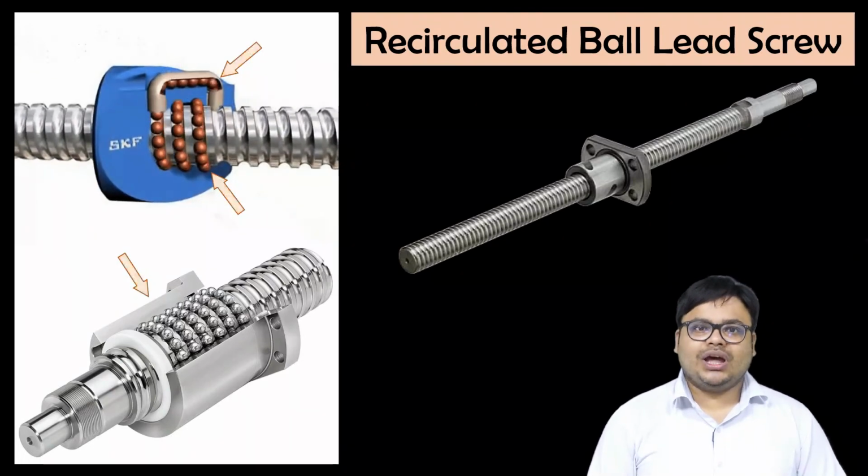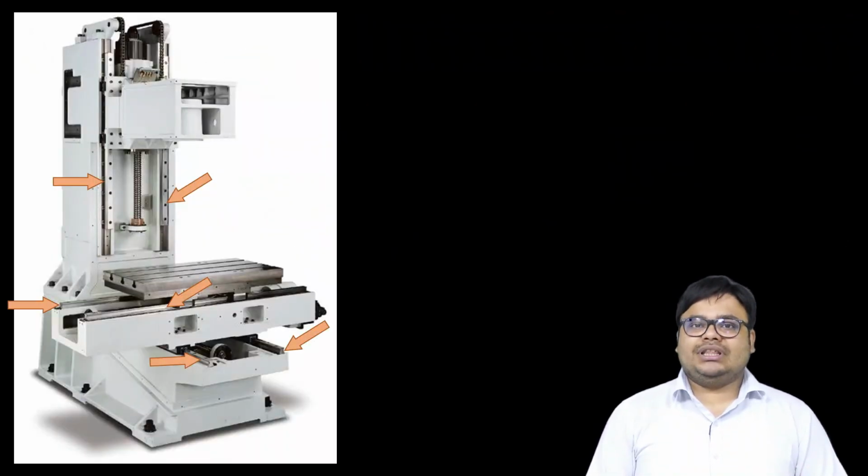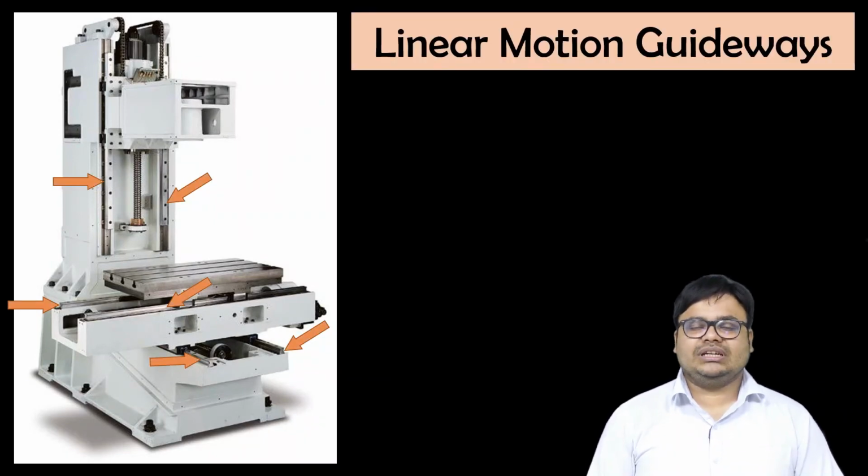Moving on to the next one, after the lead screw, next are the guide ways. The lead screw will move the axis, but to guide the axis linearly so that it moves properly without any disturbances, we have the motion guide ways, known as linear motion guide ways. As you can see, for each axis 2 guide ways are there: for the x-axis 2, for the y-axis 2 and for the z-axis 2 linear motion guide ways are given on CNC machines.